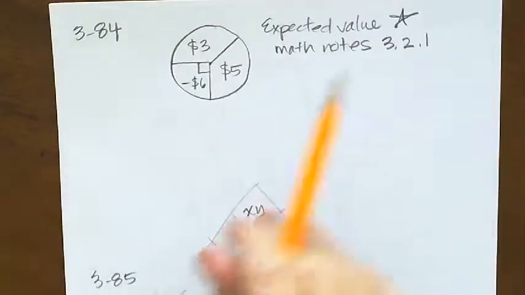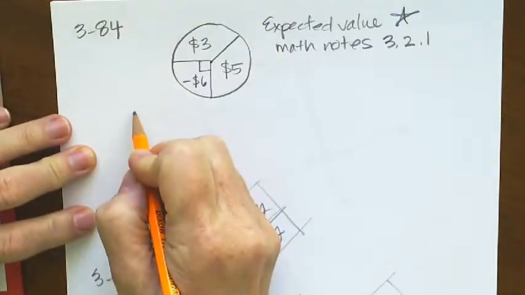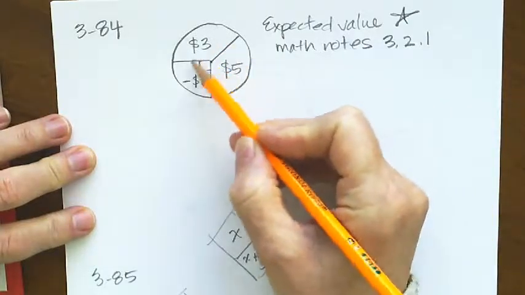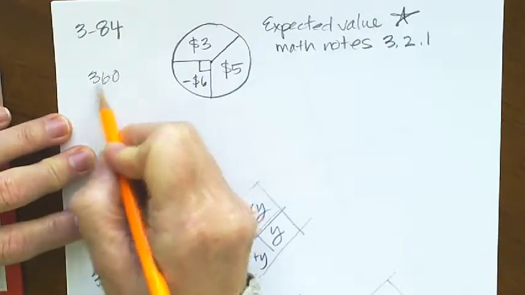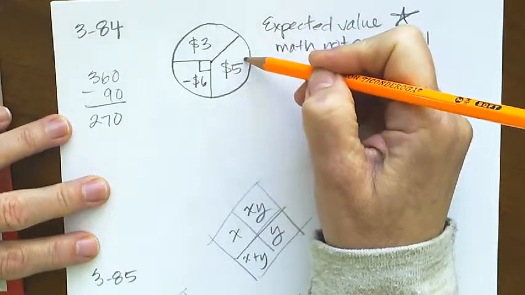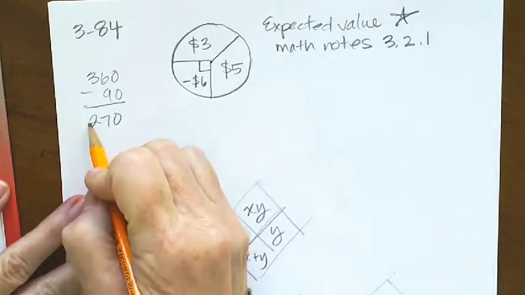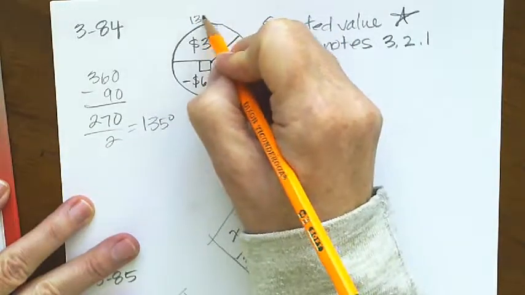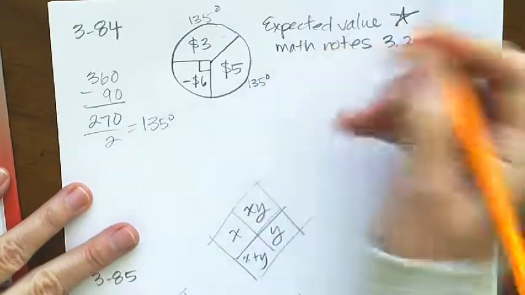Okay, so calculate the expected value for one spin. We're just going to figure out the degrees for this section and this section. So remember, a full circle is 360 degrees. We have 90 degrees right here. So 360 minus 90 would be 270. And then they told us that the probability of winning 3 is the same as the probability of winning 5. So we know these are equal. So we're just going to divide that by 2, which would be 135. So this is 135 degrees. And this is 135 degrees.